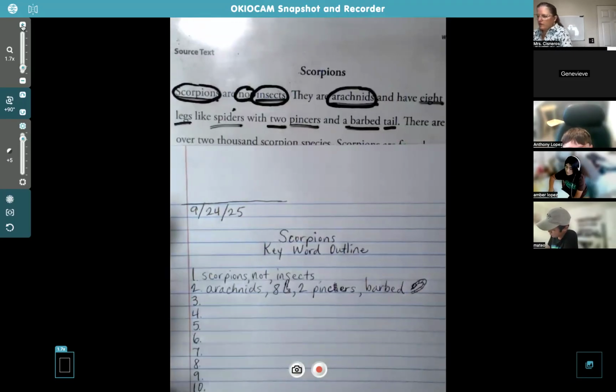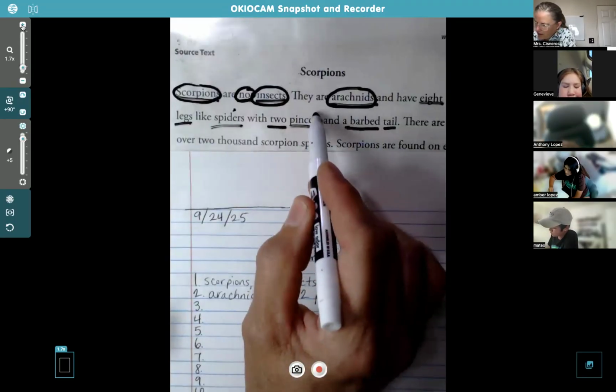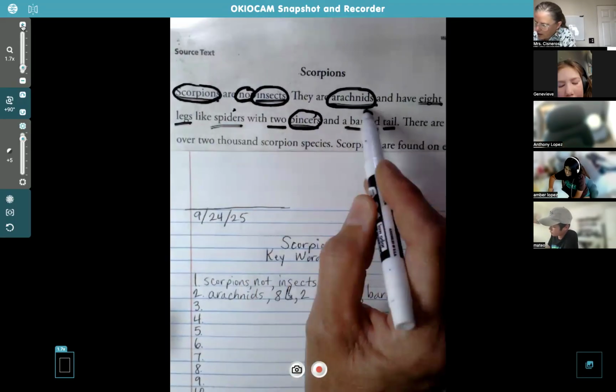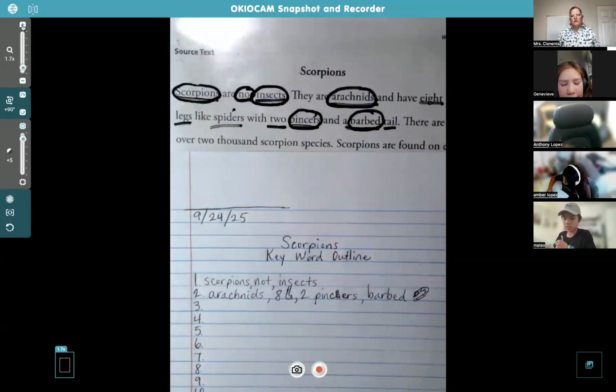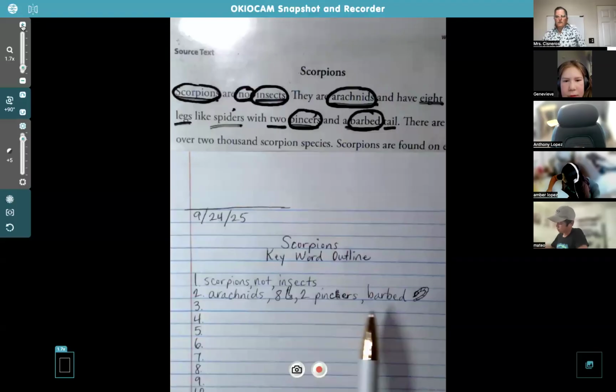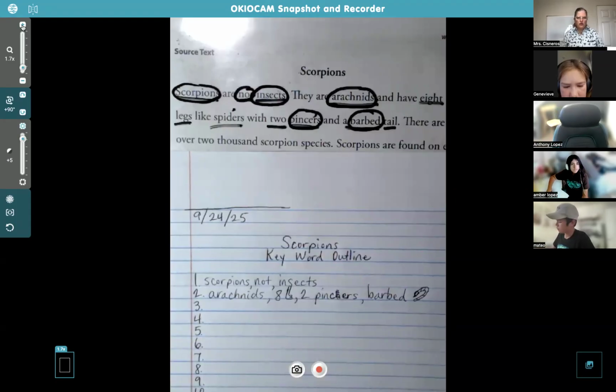And then so I can remember what I used, I'm going to go back and circle. I used the word pinchers and barbed. So I had arachnids, pinchers, and barbed. The rest of the stuff is numbers and symbols. Those are free. So we got to make sure to keep following the rules.